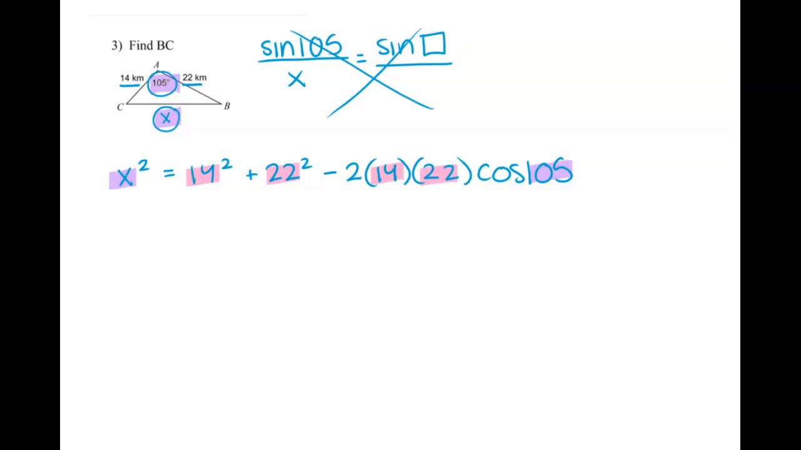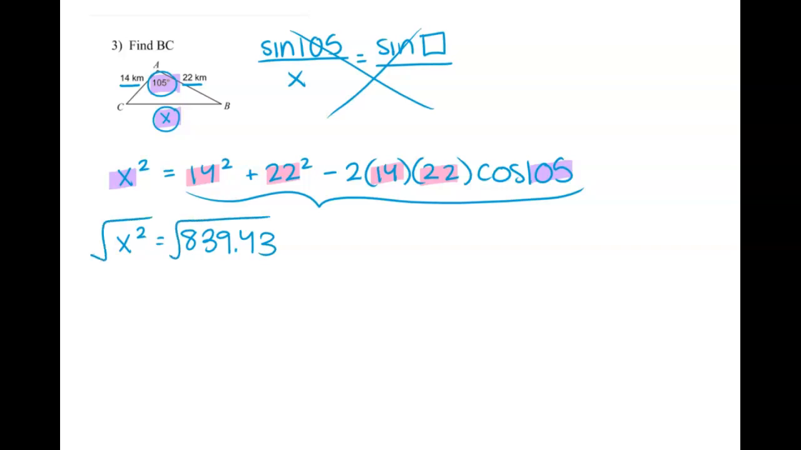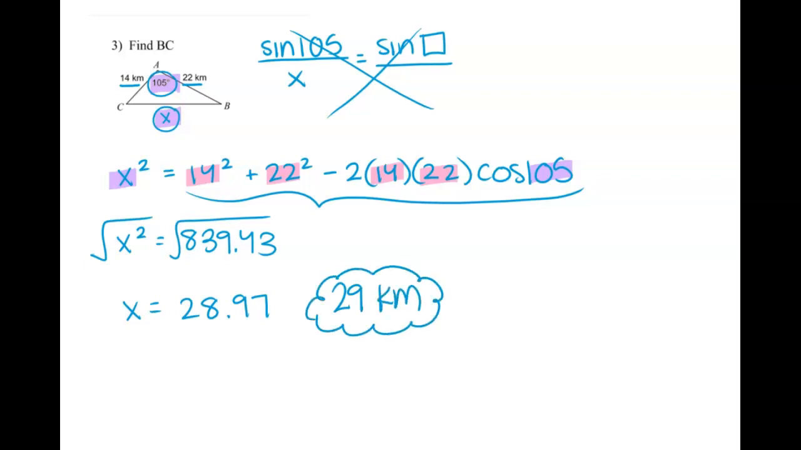Okay? So now to solve this, we end up with x squared. But honestly, all of this in your calculator at once, that's the simplest. And you will get 839.43. Solve for x, we'll square root. So x is 28.97, which is close enough to 29 kilometers for our purposes, because we're going to focus on whole numbers.